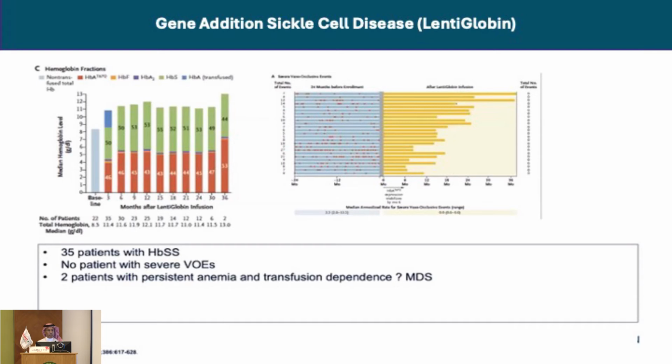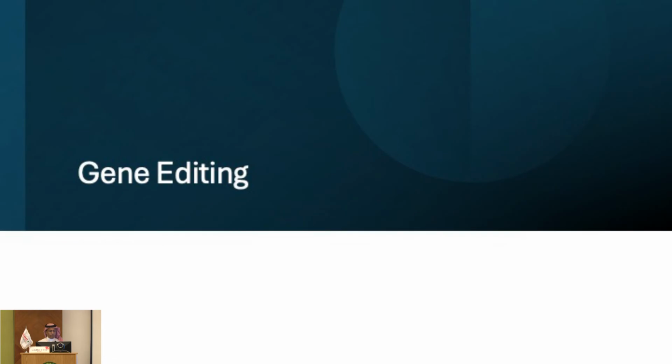In sickle cell, similarly, you can see that in the last 2 years they had multiple vaso-occlusive crises before the infusion of the drug product. None of them developed vaso-occlusive crisis on follow-up. The contribution of this gene is around 45% in all the group, and again, this happened to be protective to these patients. Now we come to the gene editing.